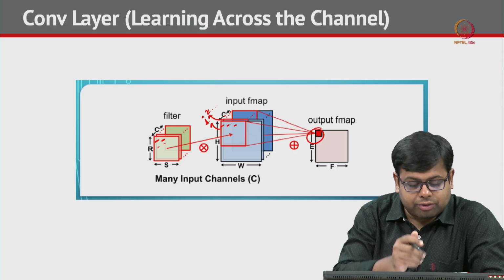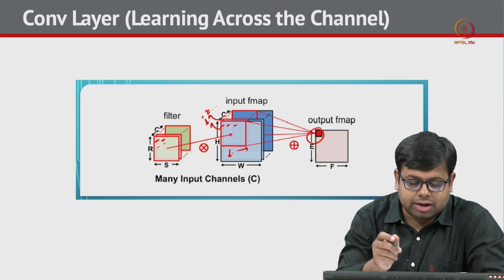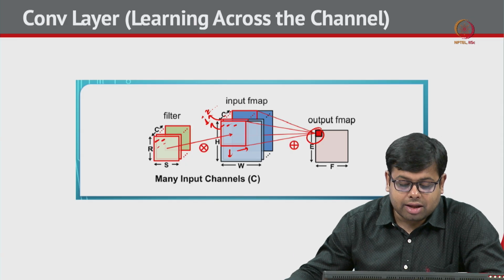Again, the filters will slide in the horizontal direction and the vertical direction, as we were sliding in the case where there was one filter, and then we will get the output feature map, right.